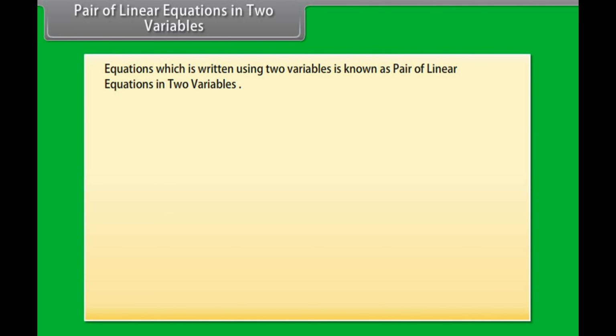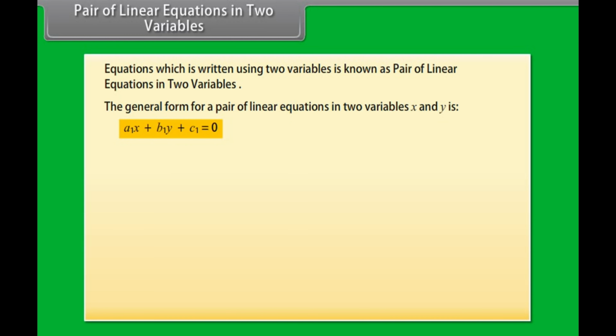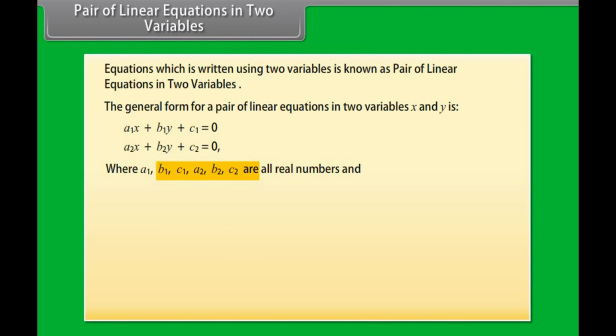Pair of linear equations in two variables. Equations which are written using two variables are known as a pair of linear equations in two variables. The general form for a pair of linear equations in two variables x and y is a1x plus b1y plus c1 equals 0, a2x plus b2y plus c2 equals 0, where a1, b1, c1, a2, b2, c2 are all real numbers and a1 square plus b1 square is not equal to 0, a2 square plus b2 square is not equal to 0.